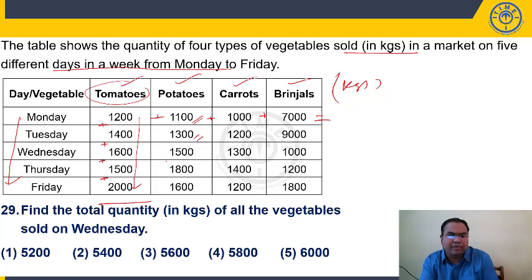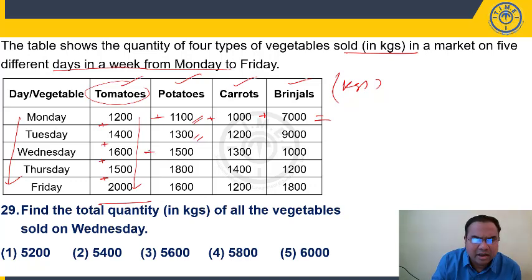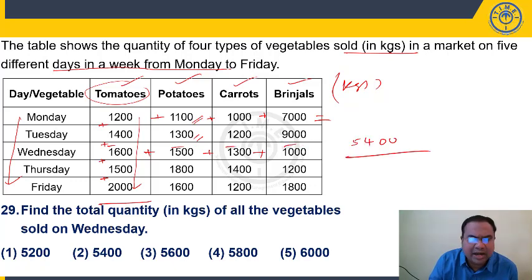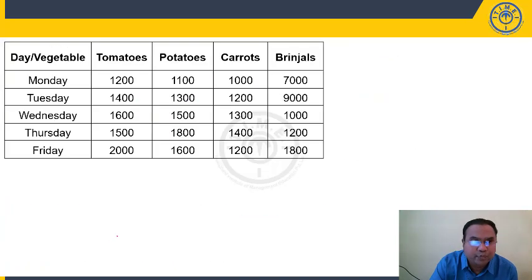Question number 29, students. Find the total quantity of all the vegetables sold on Wednesday. On Wednesday means you have to add row wise. Anyway the last 2 digits are 0 0. Add this: 16 plus 15 is 31, plus 13 is 44, plus 10 is 54. 5400 kgs is present in choice 2.